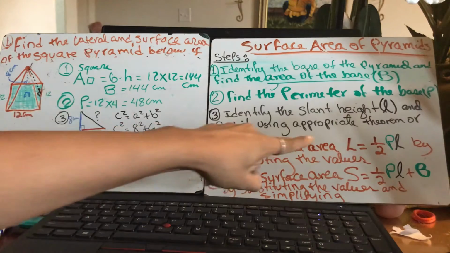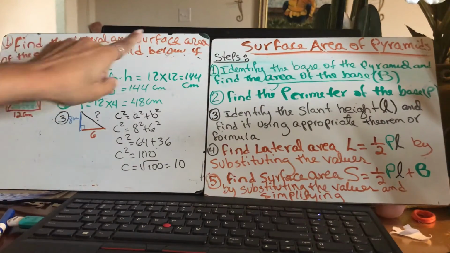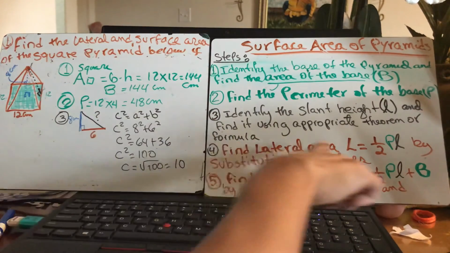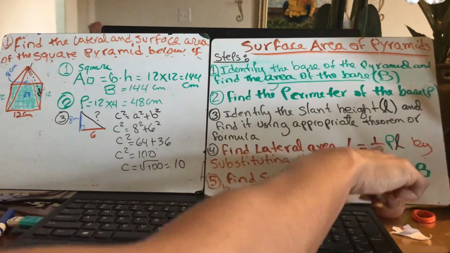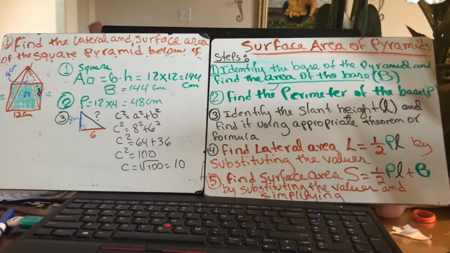Now I'm going to find the lateral area. And even if the problem doesn't tell you to find the lateral area, in order to find the surface area, you always have to find the lateral area, because the surface area consists of the lateral or the triangular faces area plus the area of the base, and all together is the surface area. So to find the lateral area, the formula says the lateral area is going to be half of your perimeter times the slanted height. So I'm just going to substitute those values into the formula and find the lateral area, and I'm going to do it right here.